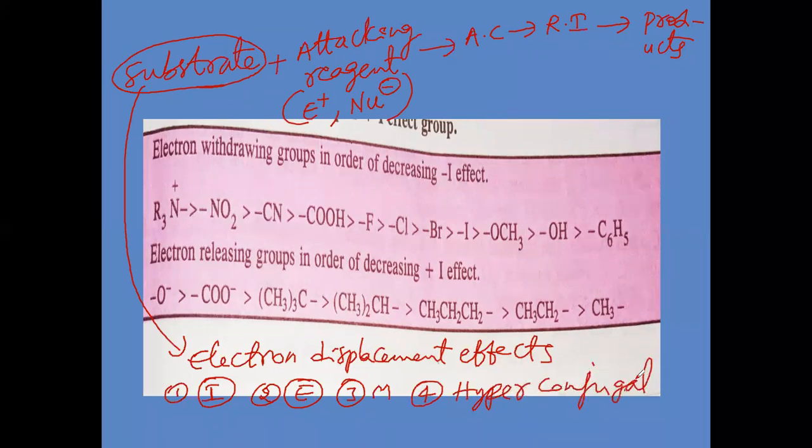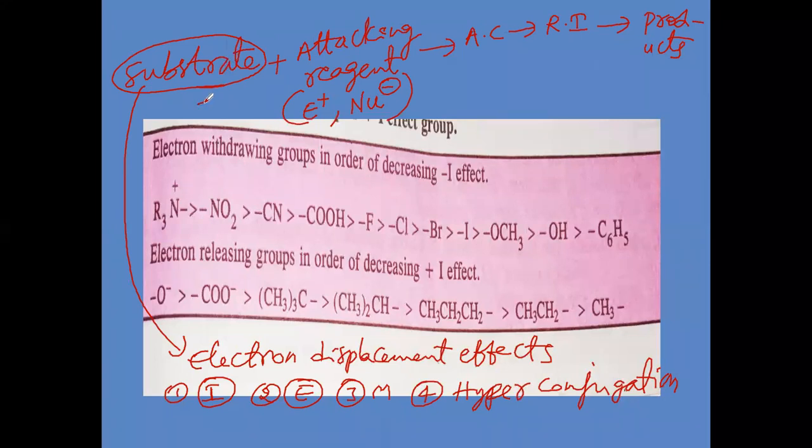Hyperconjugation effect. So these four are different types of electron displacement effects which will occur in the substrate molecule, that is, the reacting molecule. Based on which type of electron displacement effect is there in the molecule, the attacking reagent will be decided. Which type of attacking reagent can attack?